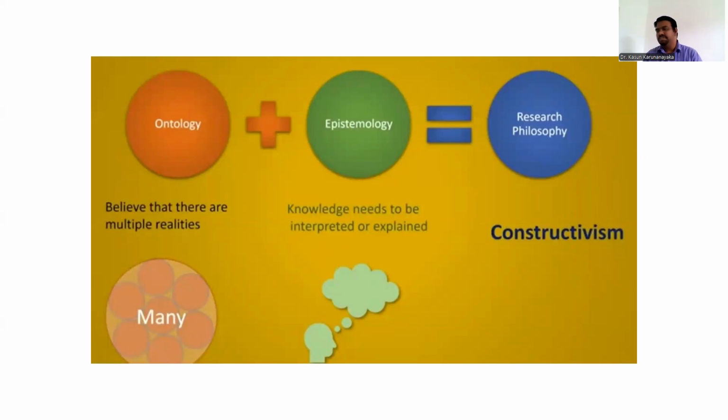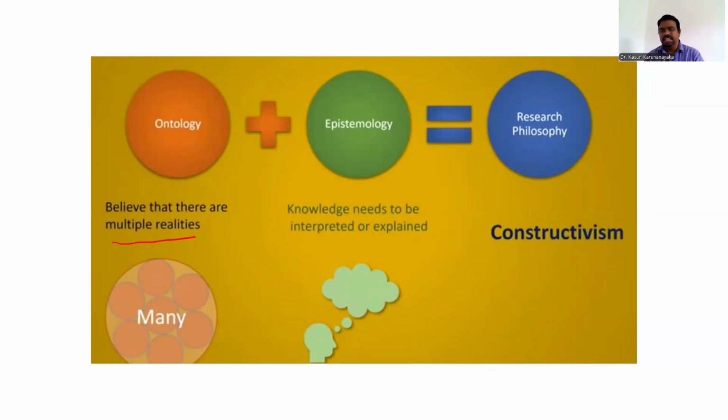And then we will move into constructivism and interpretivism. So constructivism and interpretivism are two research philosophies which go very close. They are derived using the same perspective. The ontological perspective is that we believe that there are multiple realities for a problem, multiple answers for a problem. And the knowledge needs to be interpreted or explained using the collected data, right? So there can be many solutions for that particular problem, and the knowledge needs to be interpreted and explained. So that is called constructivism.